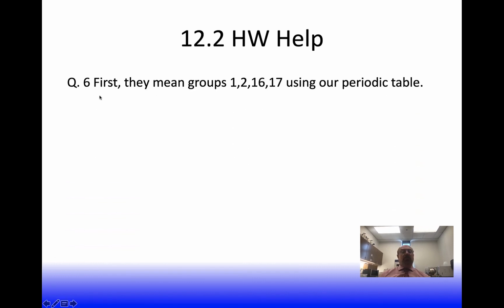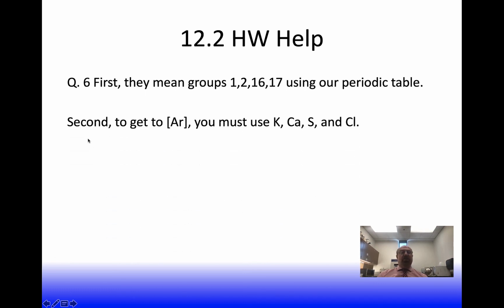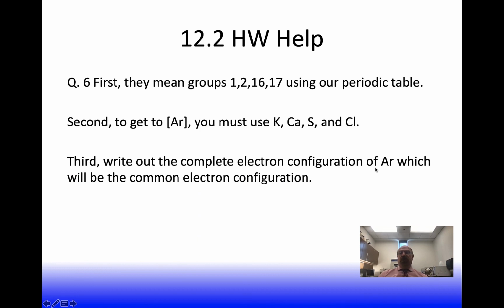Now let's take another look at one of the other questions. First, question number 6. When they say groups 1, 2, 6, and 7, they really mean 1, 2, 16, and 17 on our periodic table. Now, we have to get them all to the electron configuration of argon, and the only elements in 1, 2, 16, and 17 we can use to do that are potassium, calcium, sulfur, and chlorine. Then we write out the complete electron configuration of argon. That'll be the common electron configuration, so write it all out.